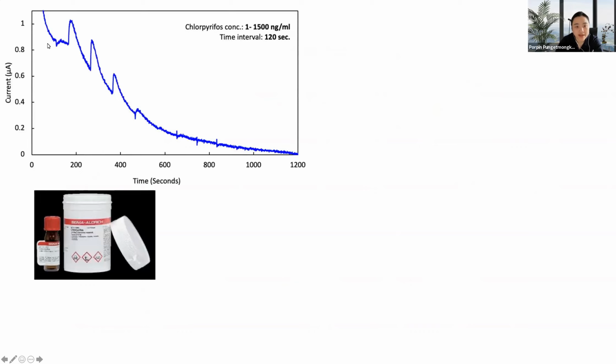So now we are ready to use the chronoamperometry to detect the change in the current when we apply the higher and higher concentration of pesticide. We add the pesticide at every 120 seconds. You can see that this is the standard solution. The current is changed and decreased according to the higher concentration of the pesticide.